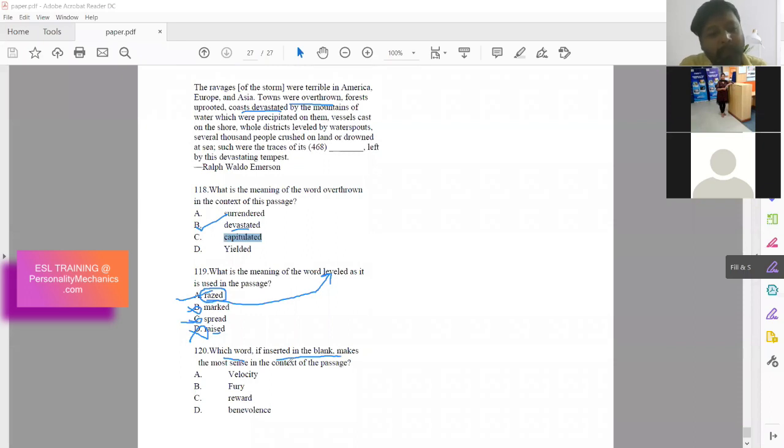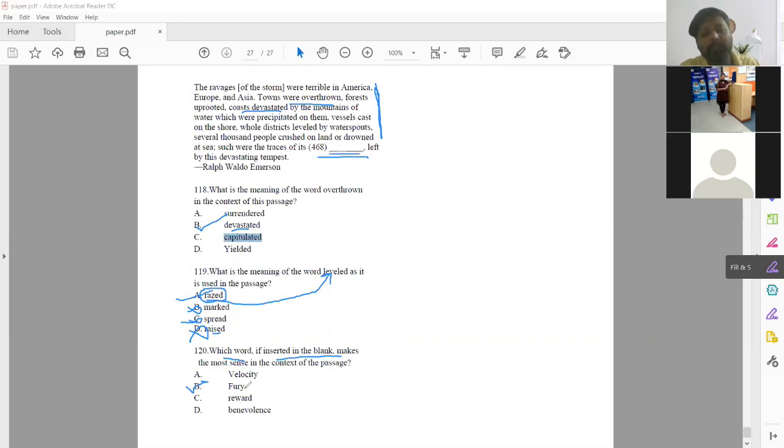And the last, which word, if inserted in the blank, makes the most sense in the context of the passage? Which of these do you think? Here, such were the traces of its dash left by the devastating tempest. Benevolence means kindness, acha behavior. Fury is anger. And this is what it shows, right? All of this is devastated, broken, destroyed. Hence, this is going to be destruction. Destruction means fury, anger, right? So such was its fury. So that is the answer.